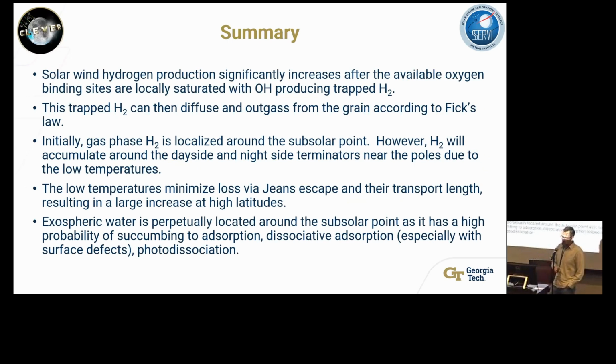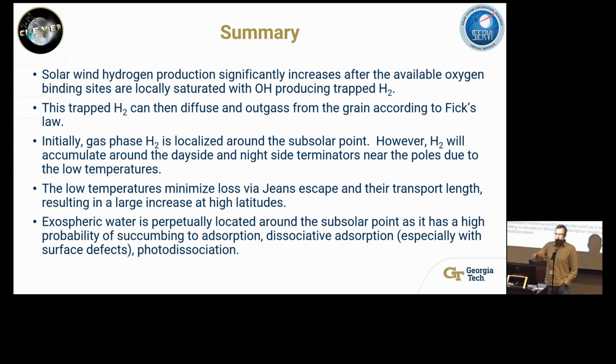So just to summarize, hydrogen is being produced from solar wind. This happens after the regolith has developed a reservoir of hydroxyls. This hydrogen can then diffuse through the grain. Initially, the hydrogen is localized in the warm equatorial regions. However, over time, it accumulates in the cold parts of the lunar surface, which results in an increase in the number density near the polar regions.